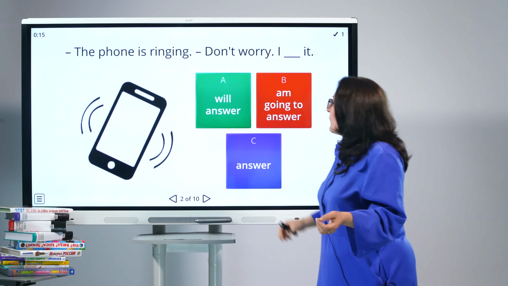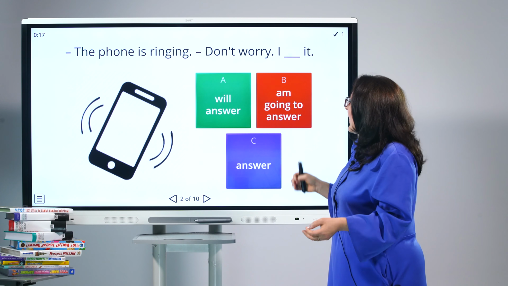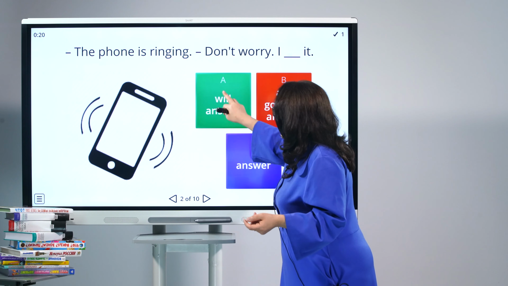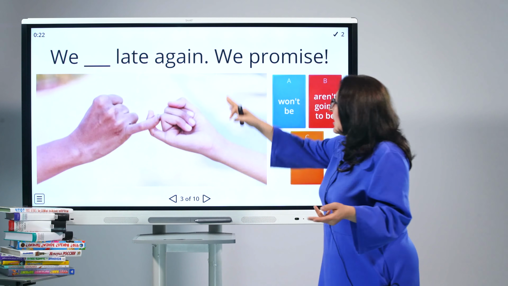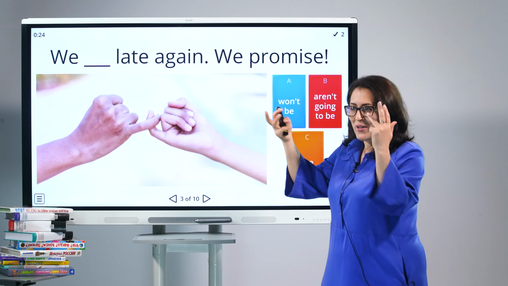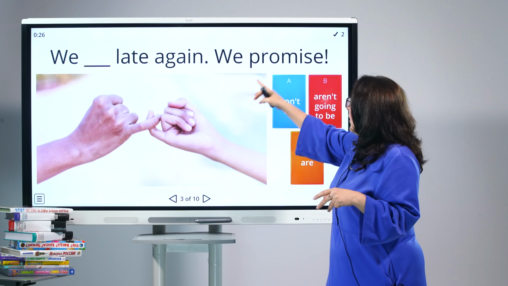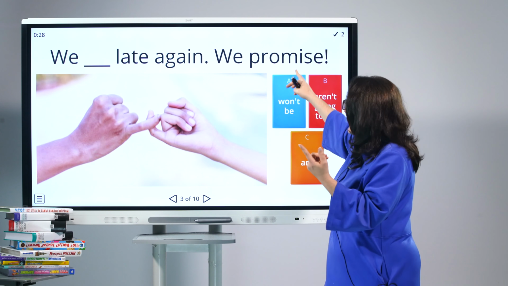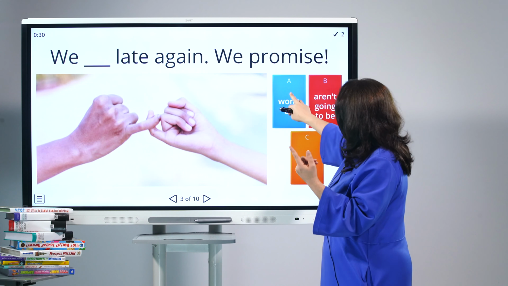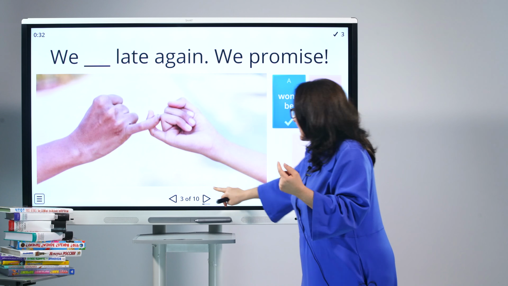Nice. The next one. The phone is ringing. Don't worry. I will answer. The decision made at the moment of speech. Pinky promise. Do you remember the picture in the beginning? Good. So we promise. Again, promise. So it's future simple. Where is it? This one. We won't be late again.